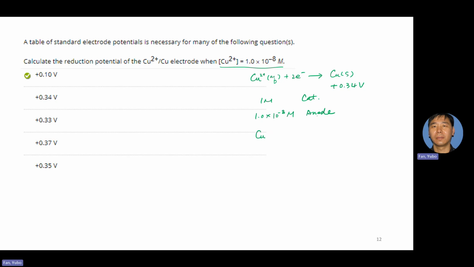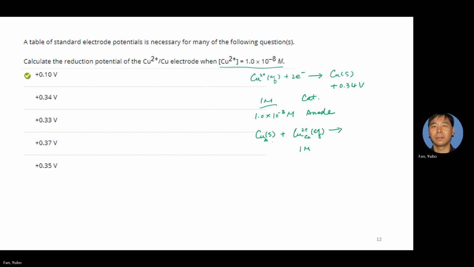So this is the anode, so it's oxidized. So copper solid, this is at the anode. I just put A here, okay? And copper-2 plus at the cathode, okay? And this is aqueous, and we know the concentration here. So 1 molar. We don't use equal, we use an arrow, okay?